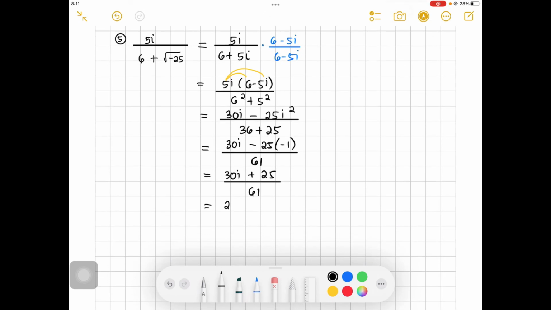Writing in standard form, 25 over 61 plus 30i over 61.